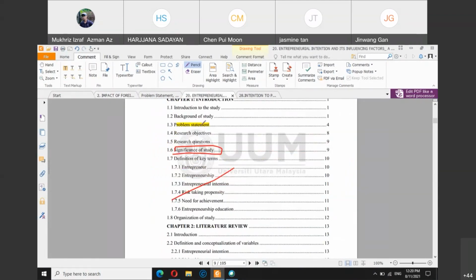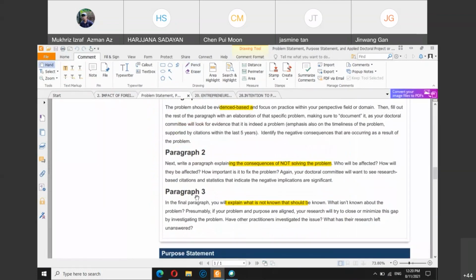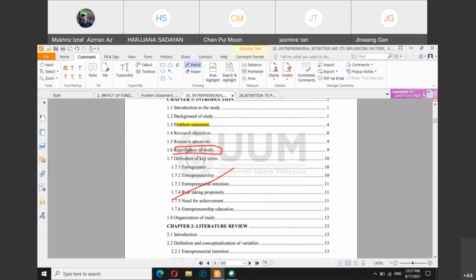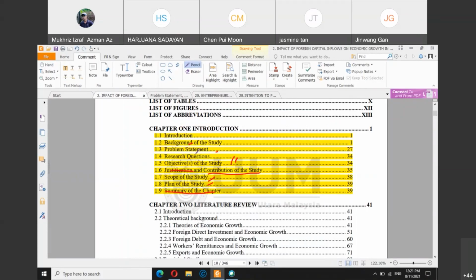Basically the contribution of the study or significance of the study is an extension, sambungan daripada paragraph 3 here. If you recall from your problem statement, the last part in your problem statement is where you want to highlight who will benefit from this study. Why is your study important? But you only discuss them quite briefly lah. So basically the significance of the study is an extension, sambungan, from the last paragraph of your problem statement. Again, you can refer to this thesis or any other thesis, see how students actually write down the significance of the study.